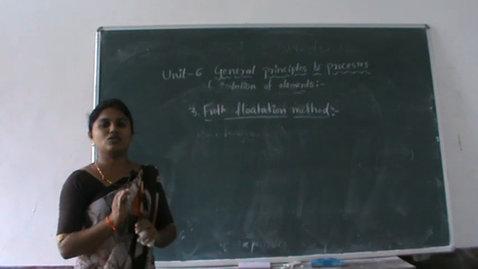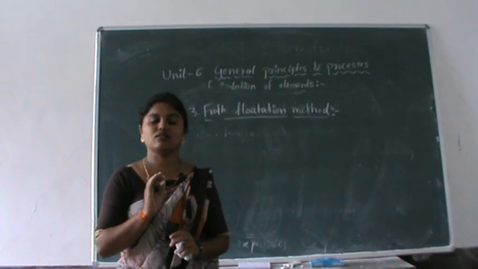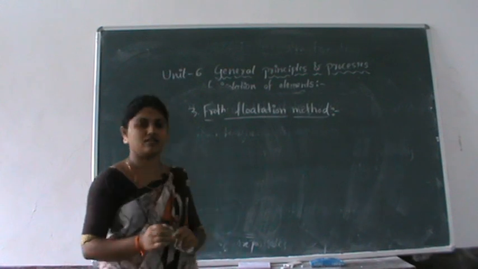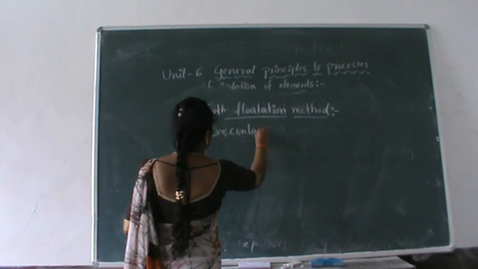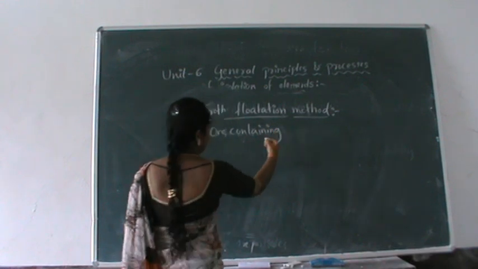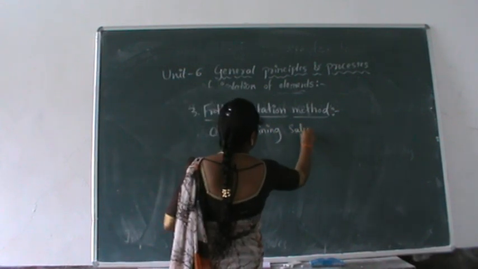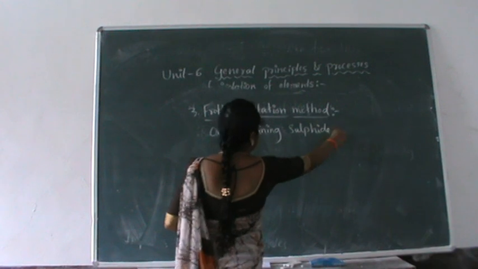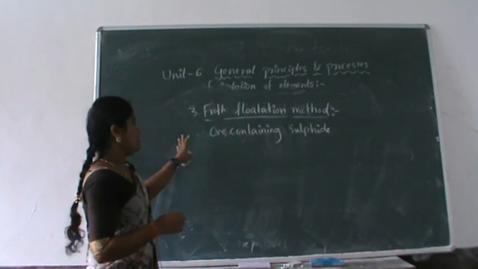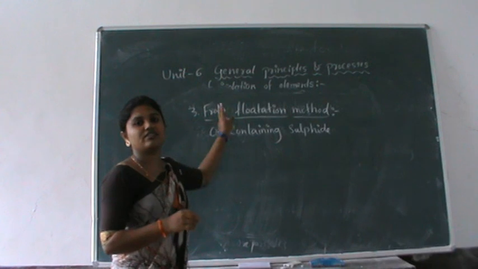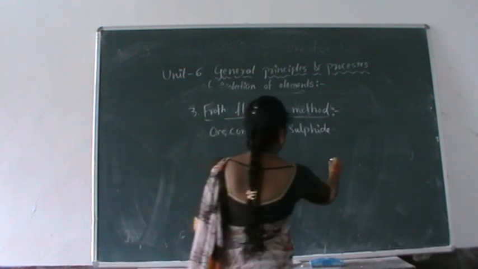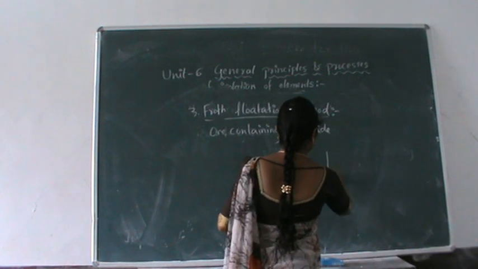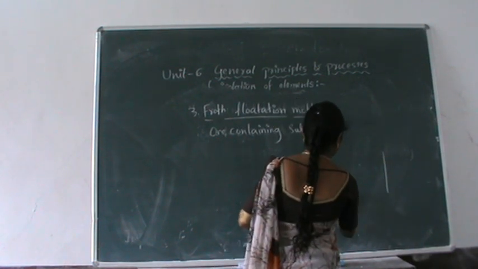This method is used only for ores containing sulfur. Okay? Ores containing sulfide. The ores containing sulfide are treated by this method, the flotation method. Okay. I will draw the diagram. The diagram may be like this.